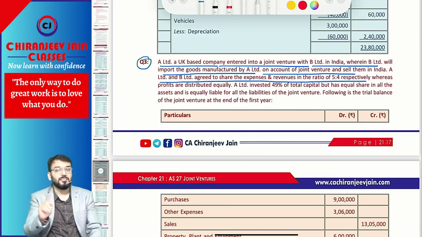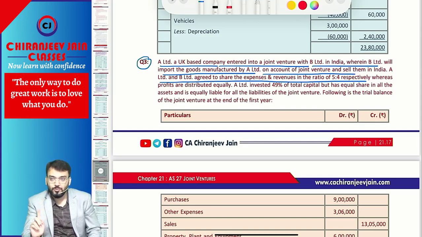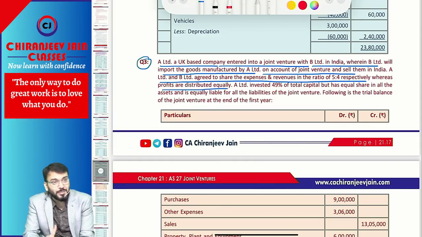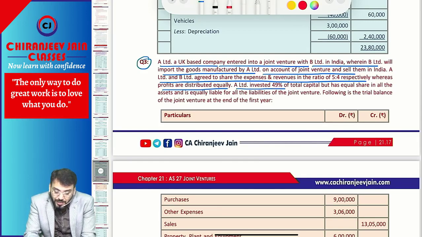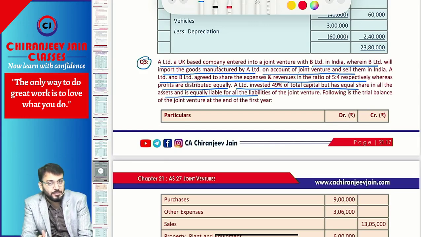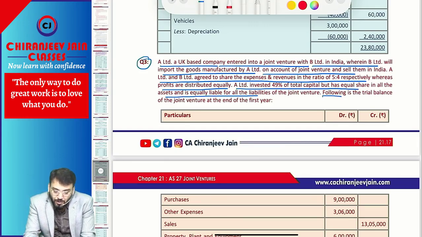So revenue and expense in which ratio? 5:4. Correct. And profit is distributed equally. Revenue and expense 5:4. A Limited invested 49% of total capital, but has equal share in all the assets and is equally liable for all the liabilities. So share capital is 49% and 51%, but assets and liabilities are 50-50. Following is the trial balance of the joint venture at the end of first year.